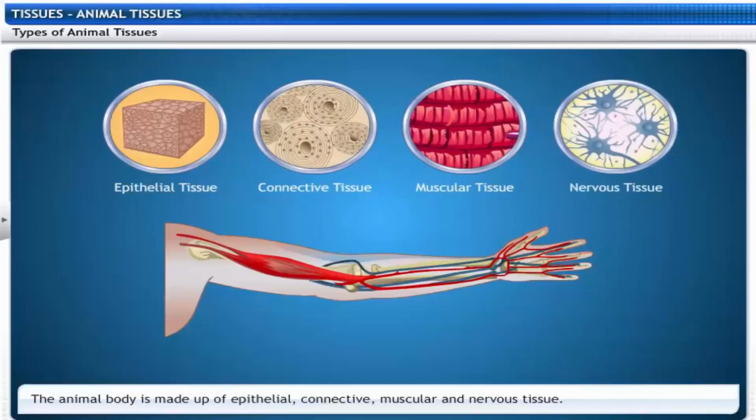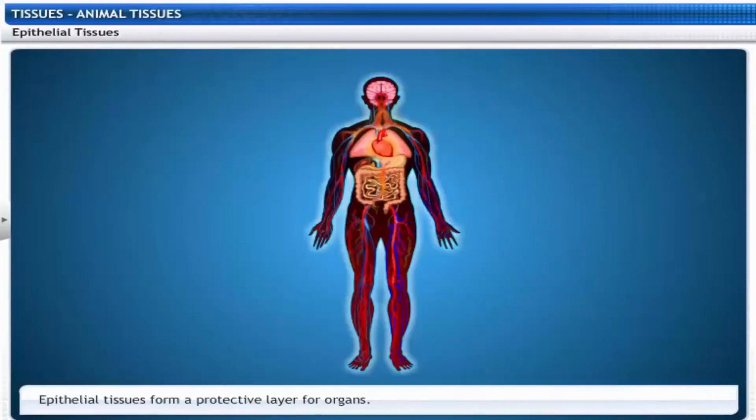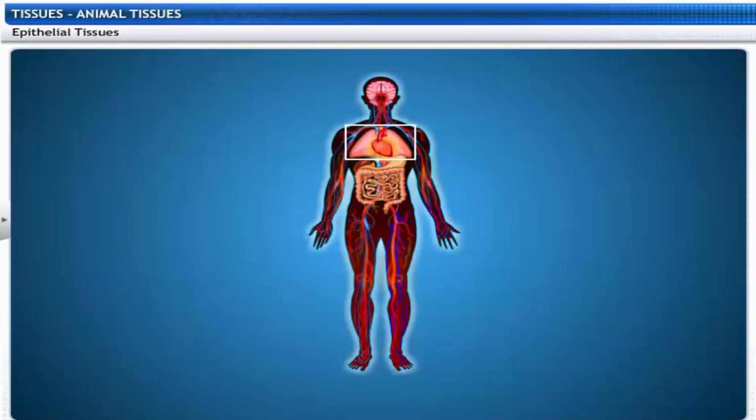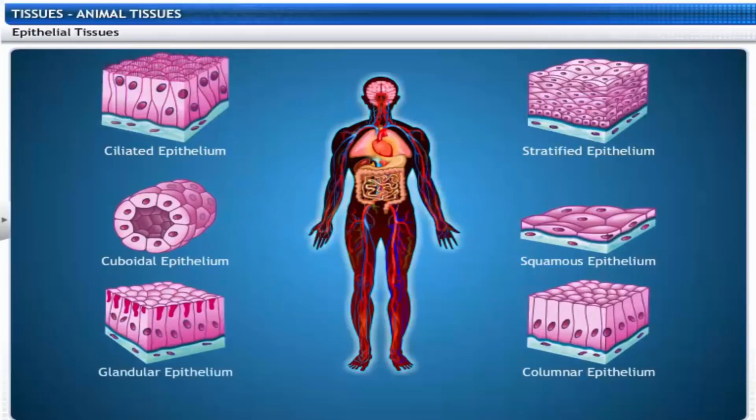Let's look at each tissue in detail. Epithelial tissues form a protective layer for organs. They act as a barrier to keep the different body systems separate. Epithelial tissues are of different types depending on their shape and function.